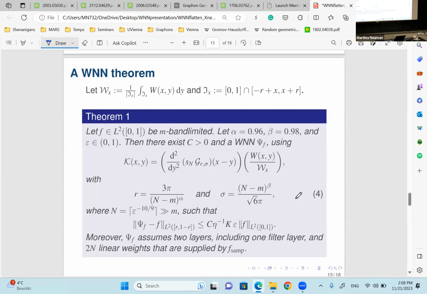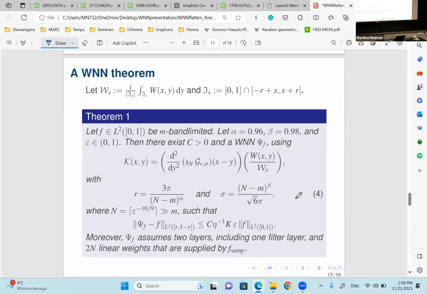And I will be able to have such a WNN psi f that approximates f well up to epsilon error if I sample enough. So the number of samples is going to be about 2n, and it has to be epsilon to the negative 10 divided by 9.